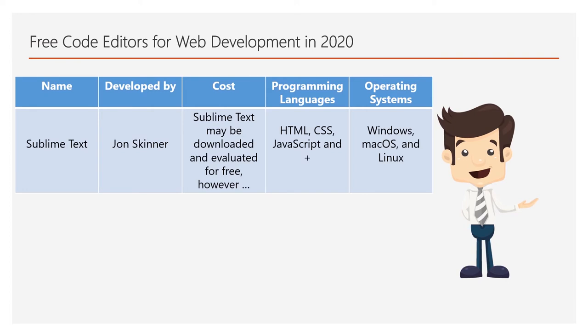Very first one, let's have a look at Sublime Text. So the developer is John Skinner, individual. Cost, okay, so Sublime Text may be downloaded and evaluated for free, however, yes. So I did a course just now, and I followed up on the same code editor they were using. So it has HTML, CSS, JavaScript, and plus support. We'll look into that, and of course it works on Windows, macOS, so Mac, and Linux, which is good news. On a few courses by other people, it probably wasn't updated for the last year or two. It still comes up as free.